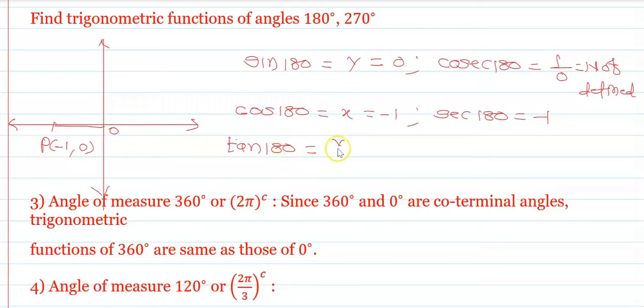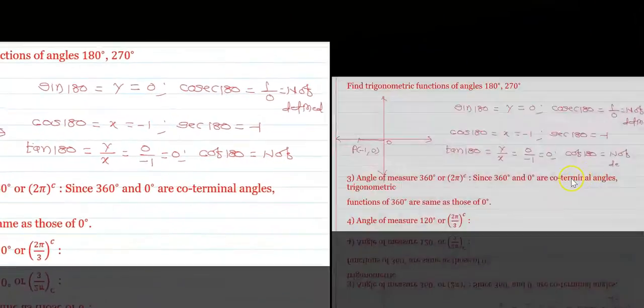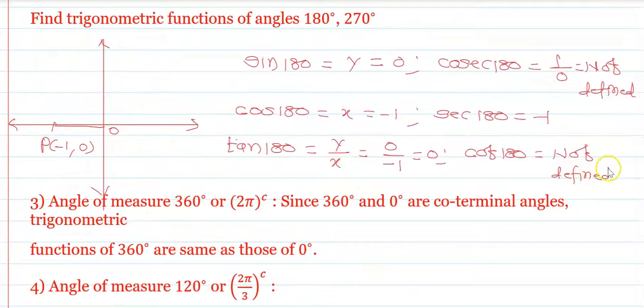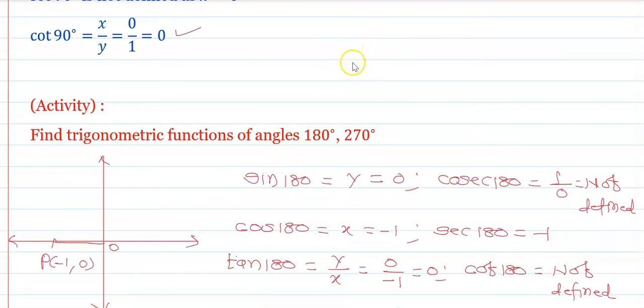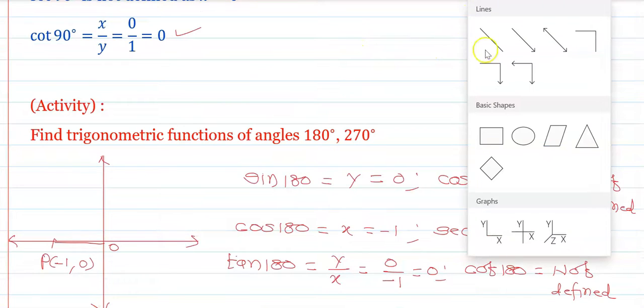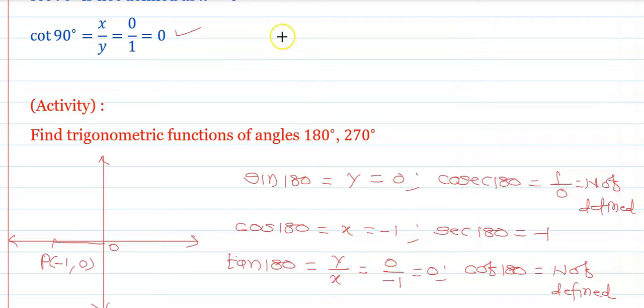Tan of 180 means what? Y upon x. But what is y here? Y is 0 and x is minus 1. That is equal to 0. And its reciprocal, cot of 180, is 1 upon 0, which is not defined. Okay, this way. पुढे त्याचप्रमाणे त्याने 270 अँगल घेतलेला आहे. Again the coordinate geometry. Take this here.